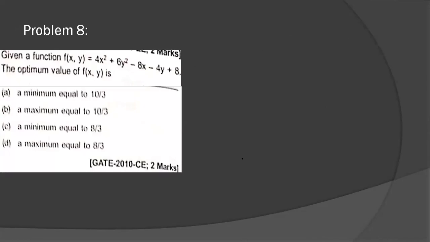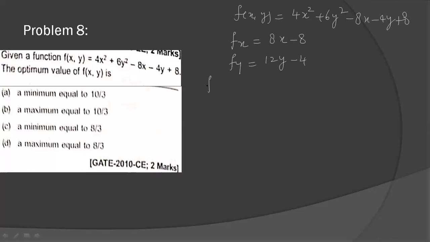The next question is the given function f(x,y) equals 4x square plus 6y square minus 8x minus 4y plus 8. We have to find the maximum or minimum value. Fx is 8x minus 8. Fy is 12y minus 4. For critical points, Fx equals 0 and Fy equals 0, you will get x equal to 1 and y equal to 1 by 3. So this is the critical point.